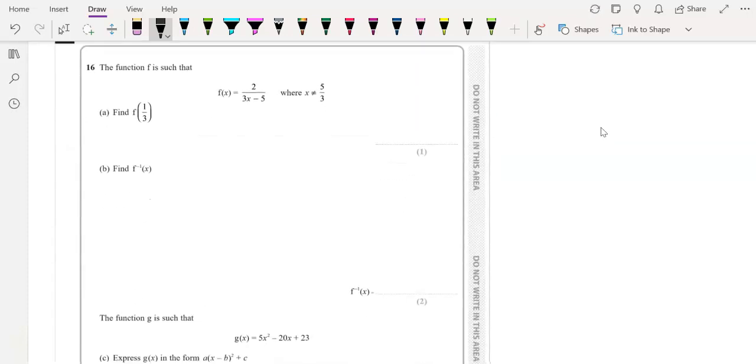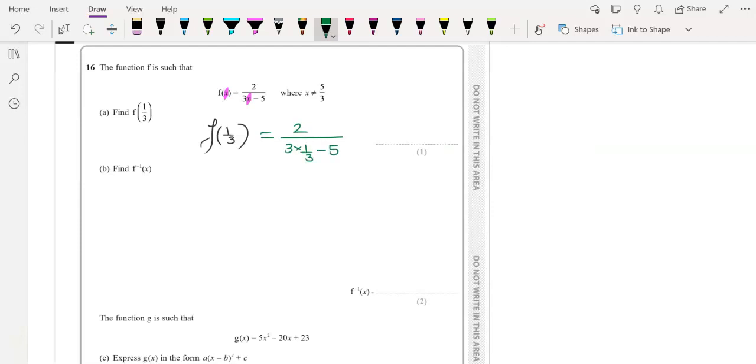Okay, the function f is such that f of x equal to 2 upon 3x minus 5, where x not equal to 5 over 3. First question is find the value of f of 1 over 3. So I want to find f of 1 by 3. So in place of x, I wrote 1 upon 3. So on the right hand side also, in place of x, we need to substitute 1 by 3. So it will be 2 upon 3 times 1 by 3 minus 5.